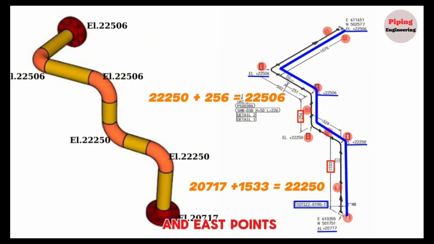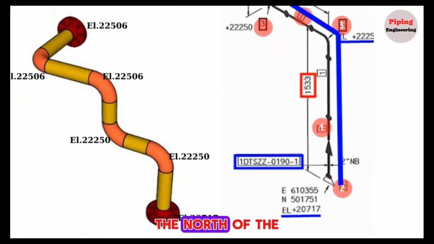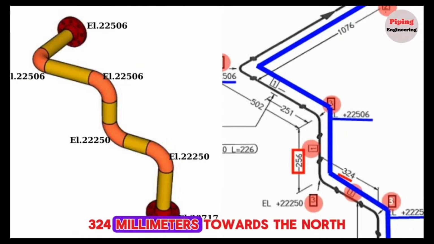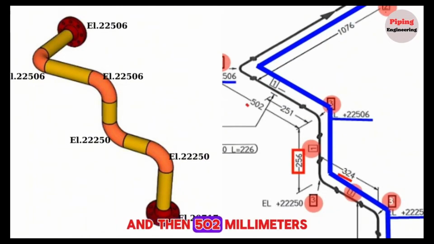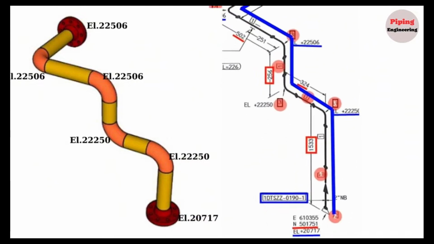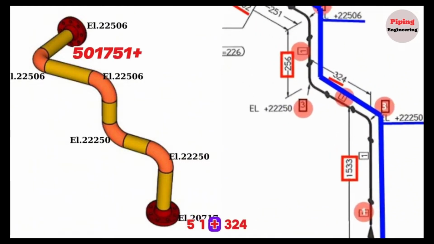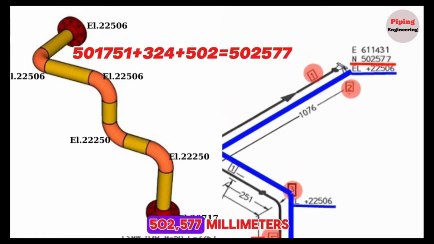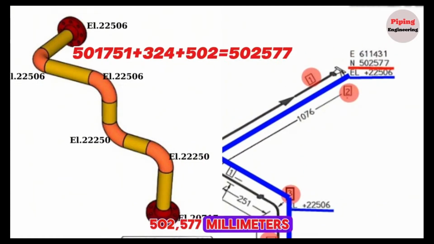Now, let's check north and east points shown in the piping isometric drawing. The north of the starting point of the pipeline is shown as 501751 millimeters. The pipeline first traveled 324 millimeters towards the north and then 502 millimeters. We can easily calculate the north of the last point of the pipeline. 501751 plus 324 plus 502 is 502,577 millimeters.